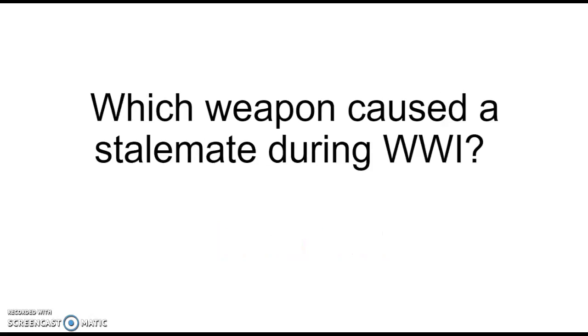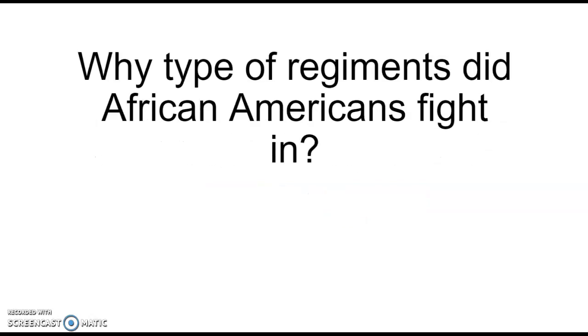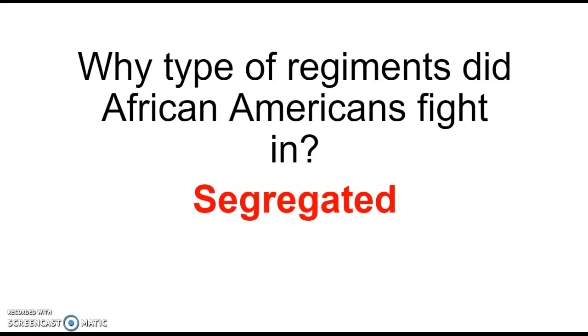Which weapon caused a stalemate during World War I? And this weapon certainly had on display the might and the power of the Industrial Revolution, and that was the machine gun. What group of men did African Americans fight alongside? And those were segregated regiments, which, just like in the Civil War, just like they will do again in World War II, they fight in all black regiments. They are not allowed at this time to fight alongside white soldiers.